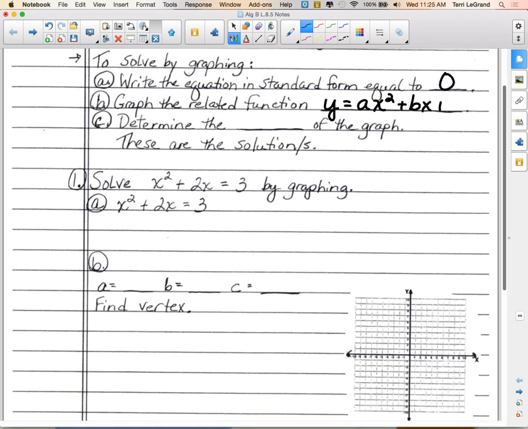So we're going to step back and say, okay, what if we replace our 0 with y, and we graph it now, because to be able to graph it, we need x, y pairs, we need ordered pairs. And then we're going to determine the zeros of the graph, which we've already talked about. We've already learned how to identify the zeros of the graph. The zeros are the x values where the y values equal 0. And we're going to say these are the solutions.